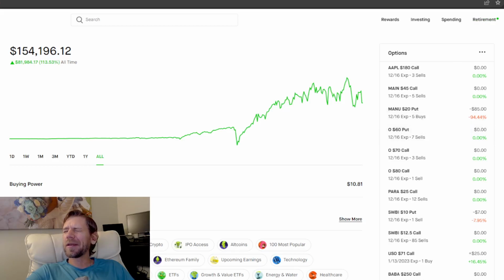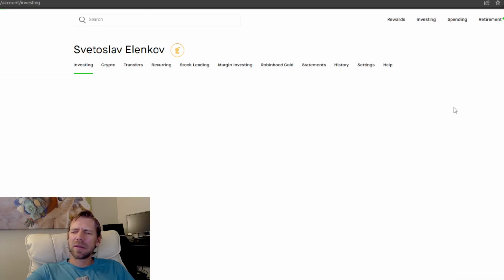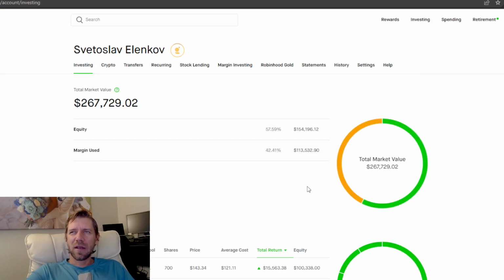So if you want to know anything, let me go into the investing tab so you can get a better idea of the standing of the account. I have $113,000 in debt margin to Robinhood that I owe, which is 42.41% of the total market value of the account. The way you get the total market value of the account is how much equity I have and how much margin I've used.